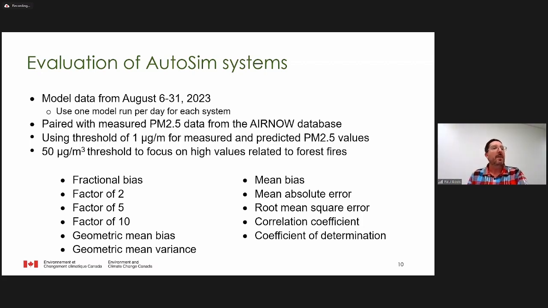These were compared with hourly PM2.5 observations from the AirNow air quality database. We applied thresholds of 1 microgram per meter cubed for measured and predicted PM2.5 values, and a 50 microgram per meter cubed threshold to focus on high concentrations related to forest fires. As we build out our statistical evaluation, we will be testing higher concentration thresholds as we are primarily interested in evaluating our system's performance during forest fire responses.